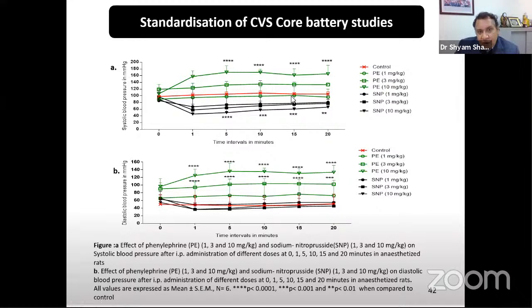So this red line is the normal animal systolic blood pressure, and phenylephrine is 1, 3, and 10 mg per kg. You can see the green line, there is an increase in systolic pressure. And the black line shows a decrease in systolic pressure by sodium nitroprusside, because it releases nitric oxide, and nitric oxide is a vasodilator. The upper one was systolic and the lower one was diastolic pressure. Again, you can find a similar kind of effect on these changes.